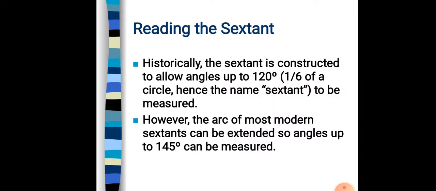Historically the sextant is constructed to allow angles up to 120 degrees to be measured, that is 1/6 of a circle. That's why the name sextant. However, the arc of most modern sextants can be extended so angles up to 145 degrees can be measured.